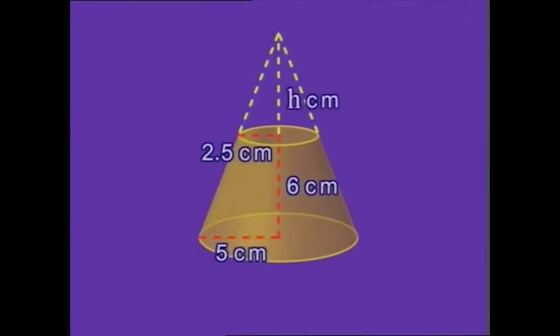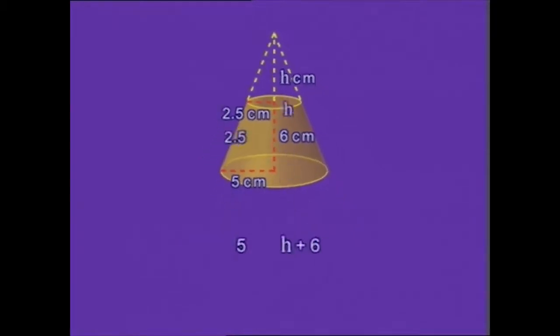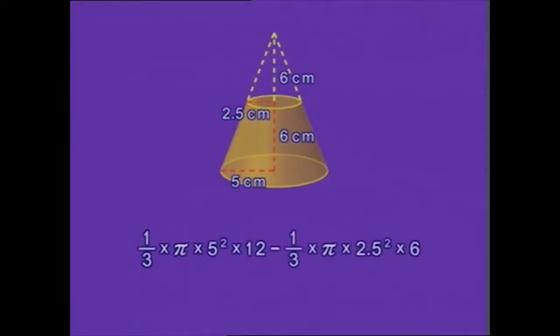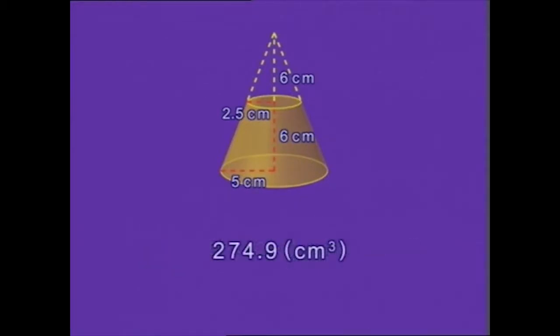As the corresponding sides of 2 similar triangles are proportional, it follows that the height of the small cone is 6 centimeters. Therefore, the height of the large cone is 12 centimeters, which means the volume of the frustum equals the volume of the large cone minus the volume of the small cone, or approximately 274.9 cubic centimeters. You're right, it wasn't that easy.